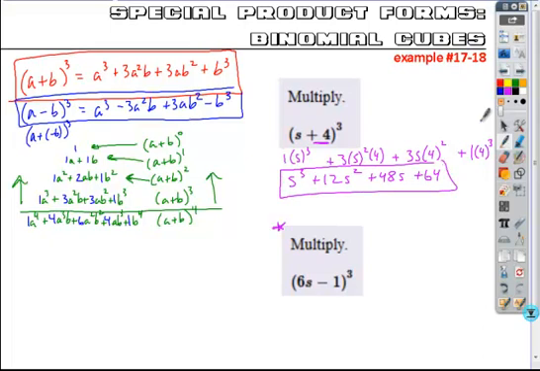Through this, I would first recognize I have the binomial cube. So my expansion pattern is 1, 3, 3, 1. I'm going to start with my first term, 6s. From left to right, start with the highest power, then squared, and then to the first. Then I'm going to take my negative 1, so that will include the sign. From right to left, start with the highest power, 3, 2, 1, 0.